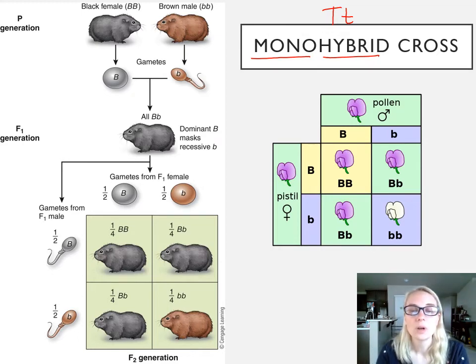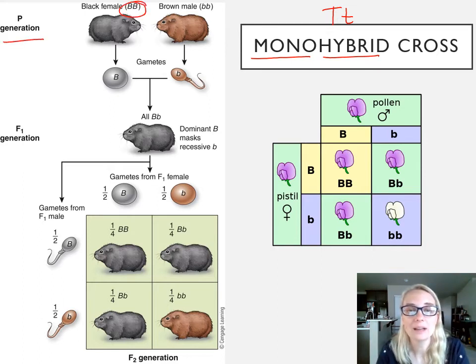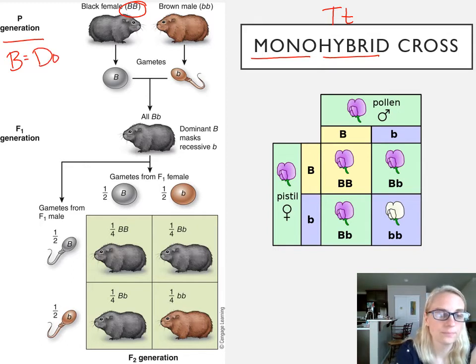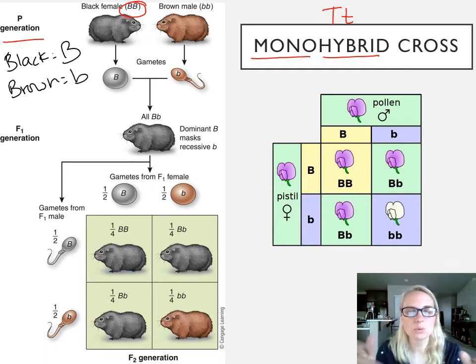All right, so starting off with Mendel's language, here's our P generation. We have a true breeding black guinea pig. So we know it's black. Black is dominant. In this case, black is dominant. Brown is recessive. It always helps to write a key, kind of set up the information that you know.